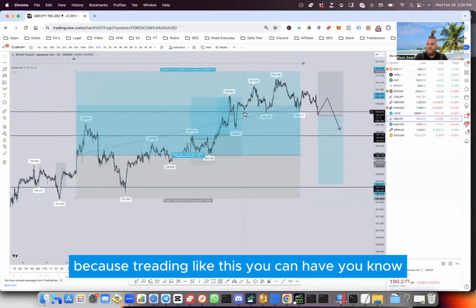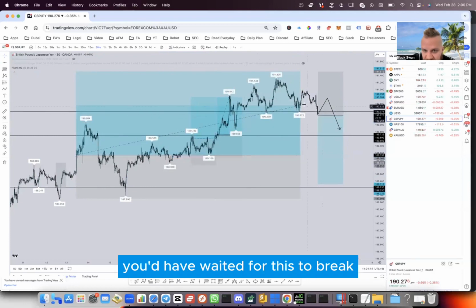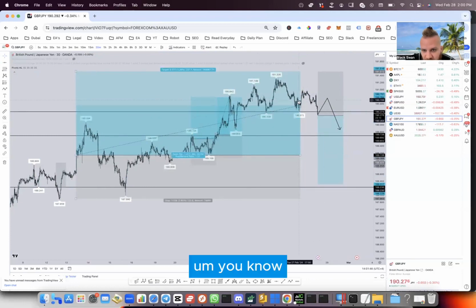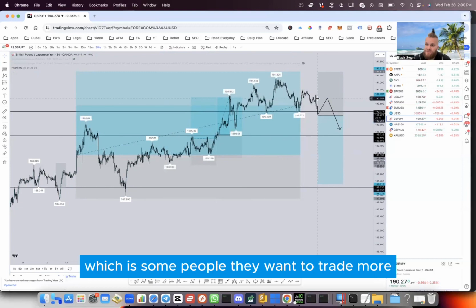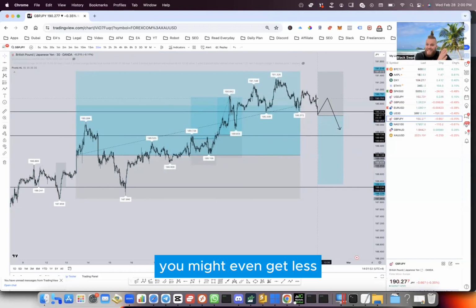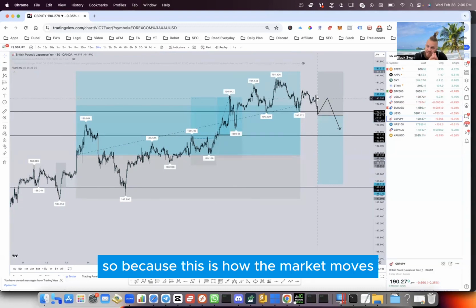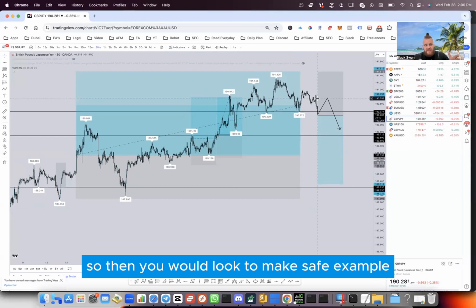Because trading like this, you'd have waited for this to break, all this time here. You might get 1 to 2 confirmations per week, which for some people, they want to trade more. You might even get less. So because this is how the market moves, you would set this up on multiple pairs. I've got an example here.